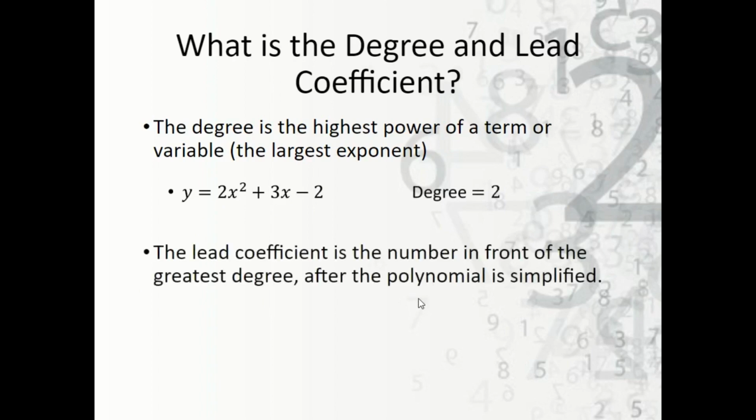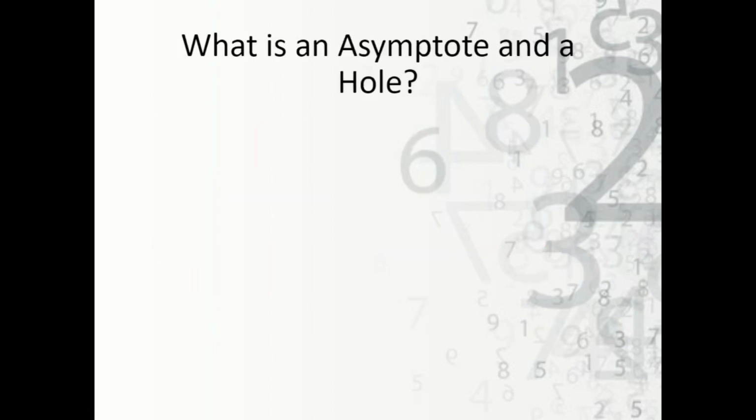Now, the lead coefficient is the number in front of the highest exponent. So in this case, my lead coefficient is the number in front of the x squared term, which is 2. So my lead coefficient is 2. Now, what is an asymptote and a hole?